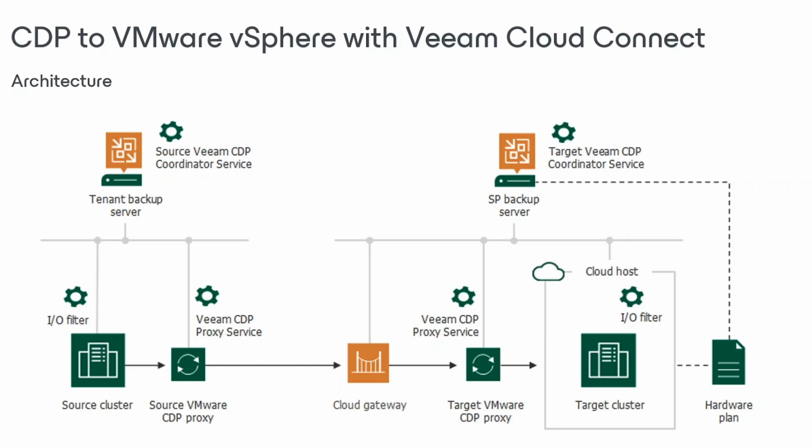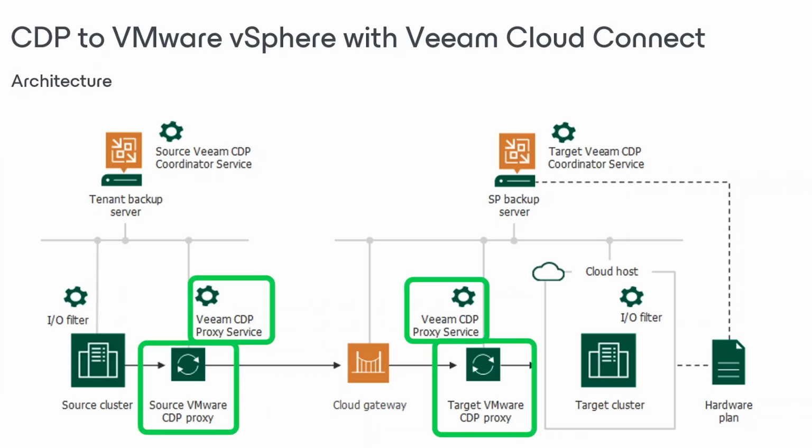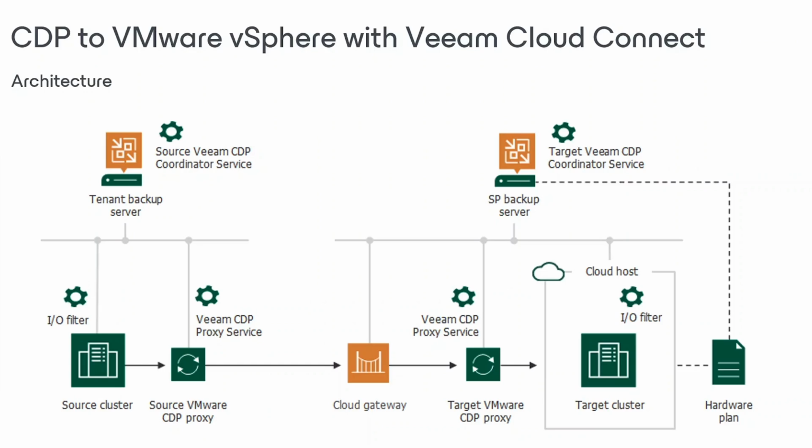Then also each of the clusters, the source cluster at the tenant and the target cluster at the service provider, hold their own I/O filters. And then again, the source and target each have their own CDP proxies and proxy services. So once this is set up, the customer can send the data with the lowest RPO possible from their location to the service provider location within the hardware plan specified.